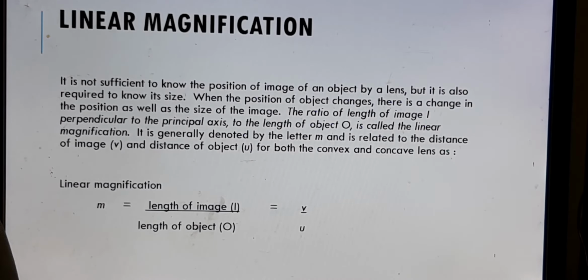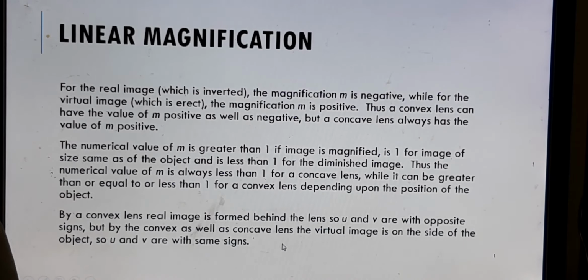Magnification is v by u, that is image distance by object distance. So we can use both formulas, whichever is given, to find the magnification. We can use either I by O or v by u. So that is very simple.